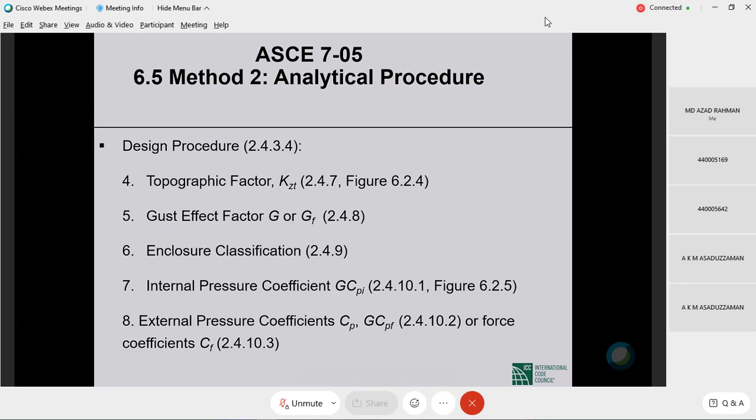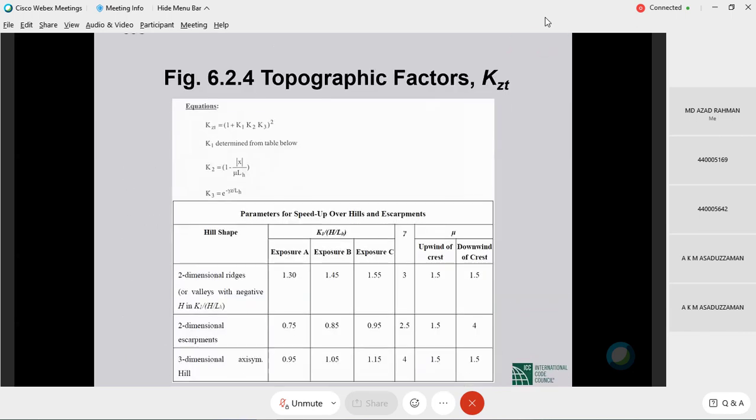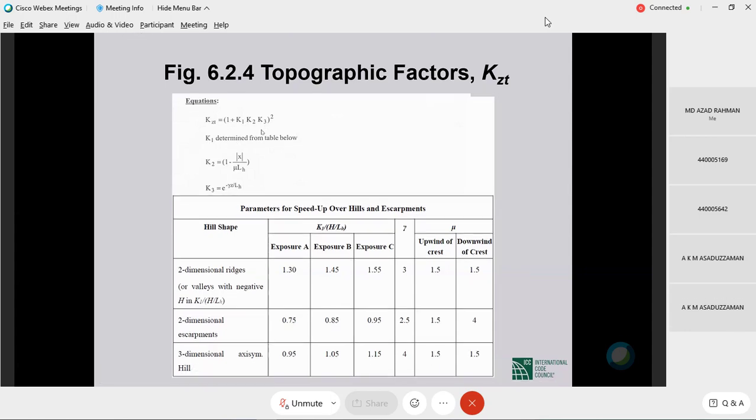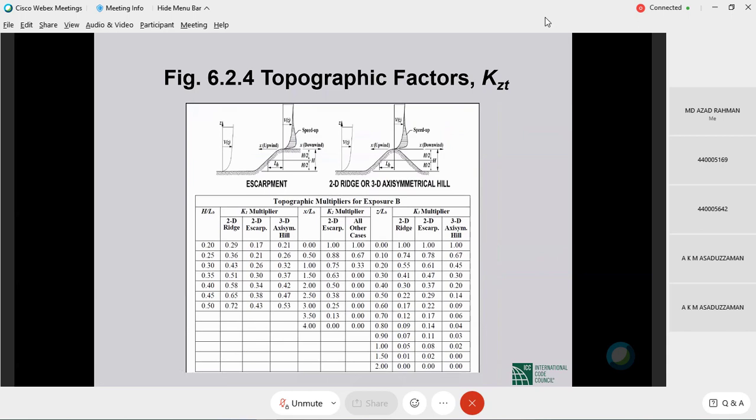So beyond that, we have to determine the topographic effect factor K sub ZT, gust effect factor, enclosure classification (open, partially enclosed or enclosed), internal pressure coefficient, and then external pressure coefficient. So it's quite a bit. The K sub ZT is a complicated coefficient. It depends on three factors, K sub 1, K sub 2, K sub 3. Those are given in this part of figure 6.2.4.